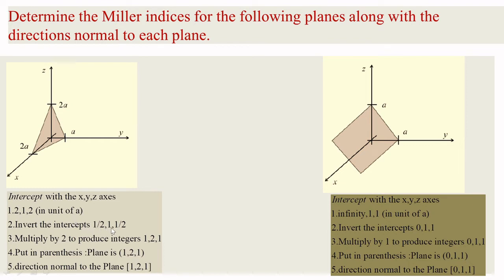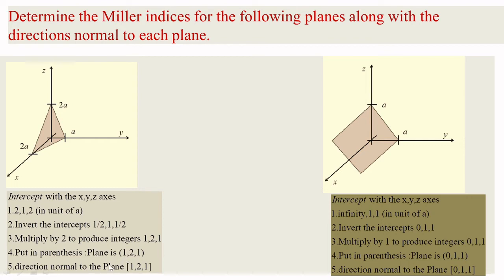So 1 by 2, 1 and 1 by 2. Then the third thing: I want to take the LCM for these values. If you take 2, 2 multiplied with 1 by 2 gives 1, 2 multiplied with 1 gives 2, and 2 multiplied with 1 by 2 gives 1. That's it. If you want to represent the plane, it should be represented by the round bracket.